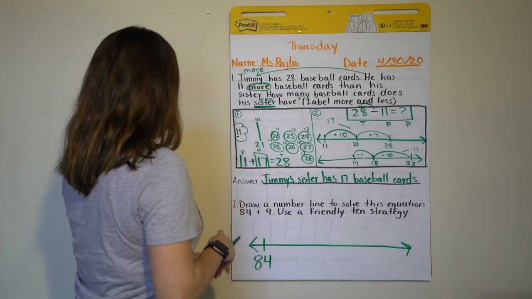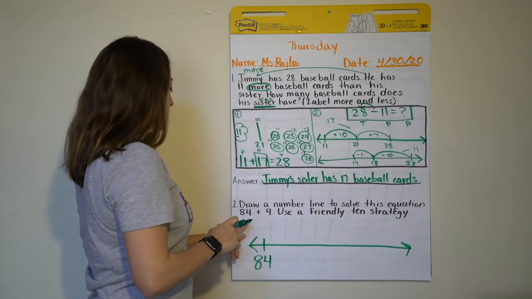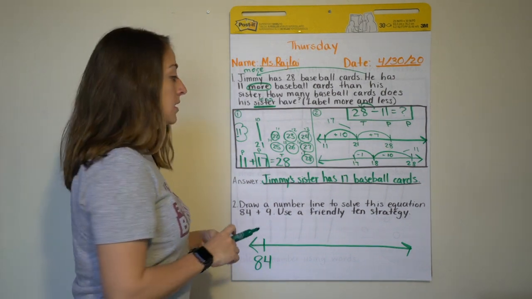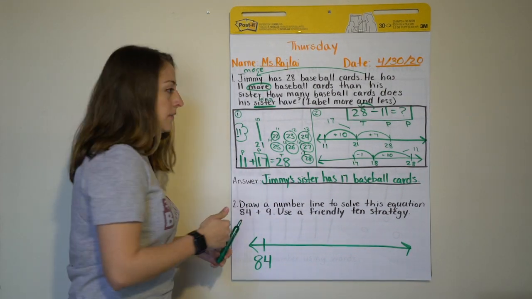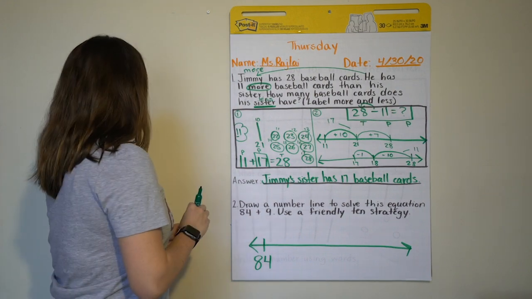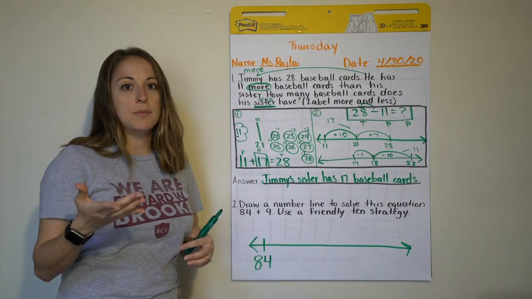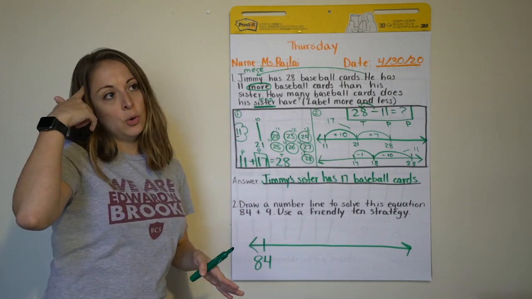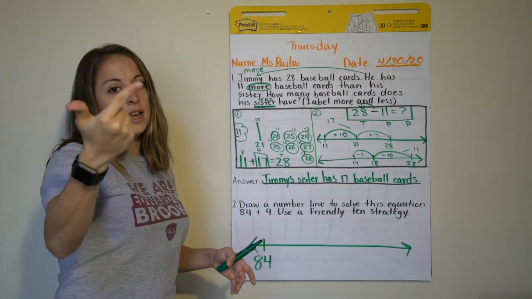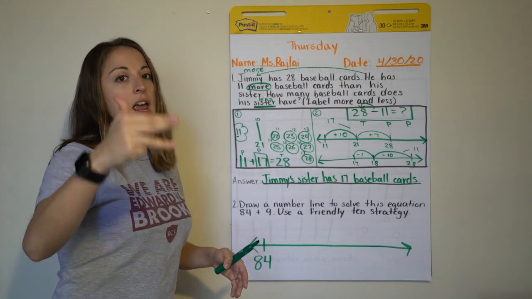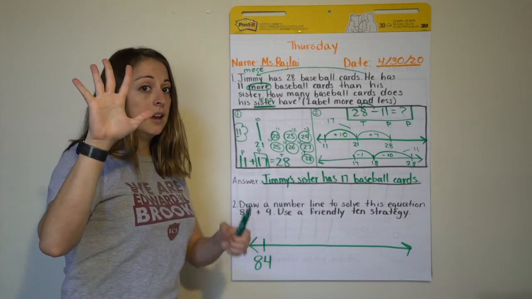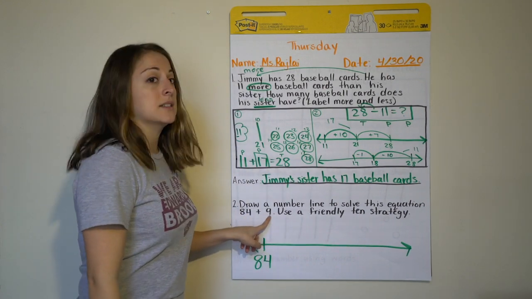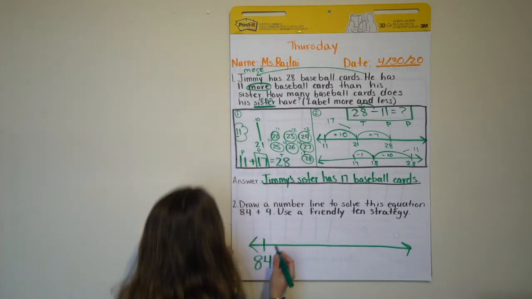Alright, so a number that I know that is close to 84, that is a friendly 10, is 90. And that's because I'm going up. Okay, so let me count and see how many hops I would have to make to get there. So 84, 85, 86, 87, 88, 89, 90. So I would have to make a hop of 6. And that's good because I didn't pass my 9 yet.